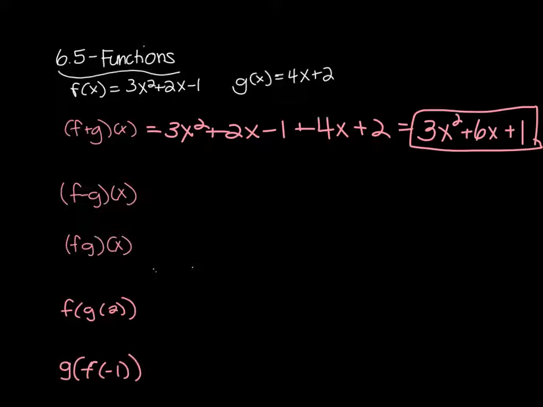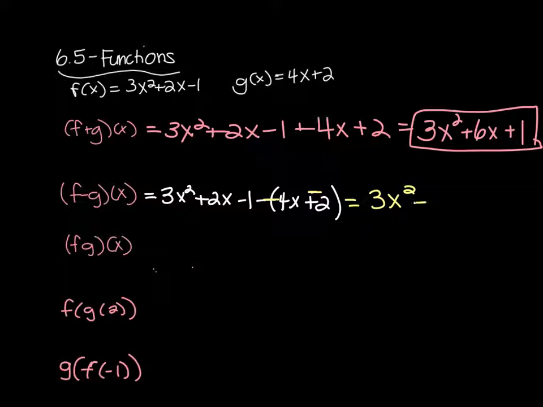The next one says f minus g. Pay attention to the order. So it says the f goes first, which means I change the signs on everything in g. So the f stays exactly how it is. And then it's minus both terms in g, which is a mistake a lot of you made on the quiz. That minus has to go to both. So this is a negative 4x and a negative 2. This is 3x squared minus 2x minus 3.